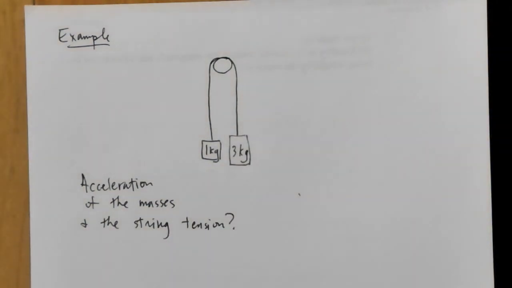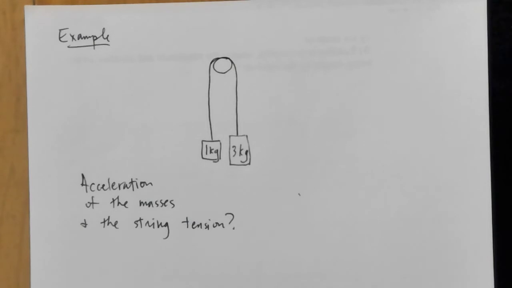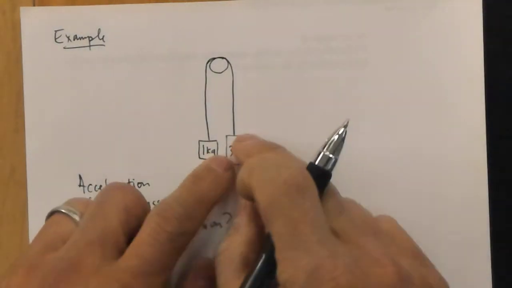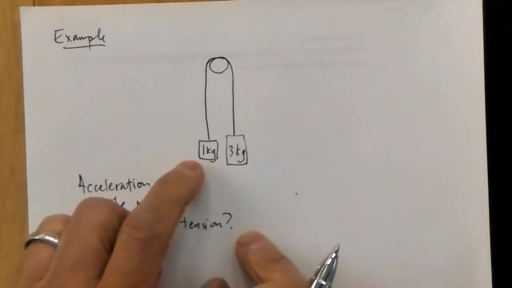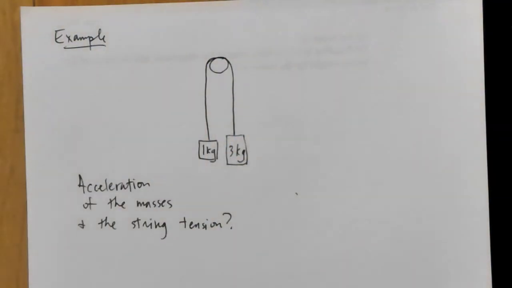Okay. Now, first of all, is it obvious to you that it will accelerate? Well, it's not balanced out, right? Obviously, there will be some acceleration. Now, is everybody clear that the heavier mass will be the one falling down, right? That makes sense. Okay. So this 3 kilogram mass will fall down, the 1 kilogram mass will go up.